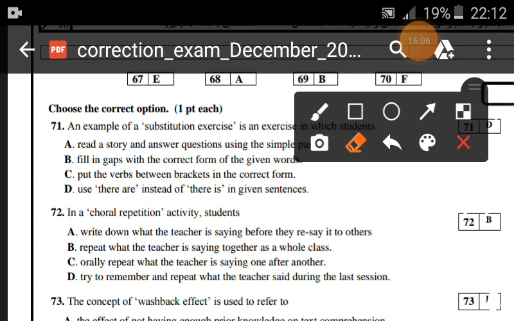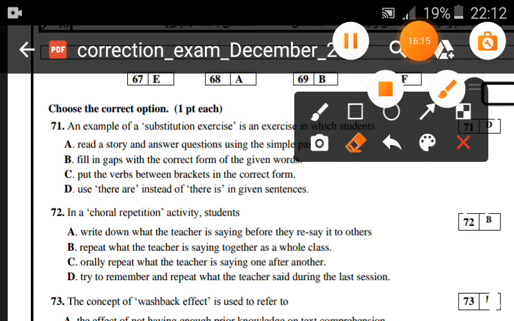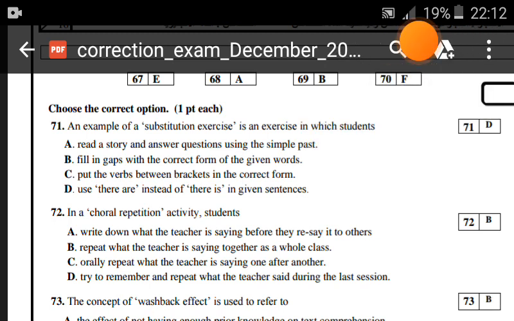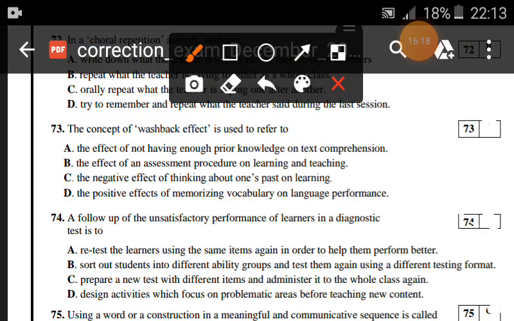So let's move to the next question. C. The negative effect of thinking about one's past on learning. D. The positive effect of memorizing vocabulary on language performance. So the right answer here is B.